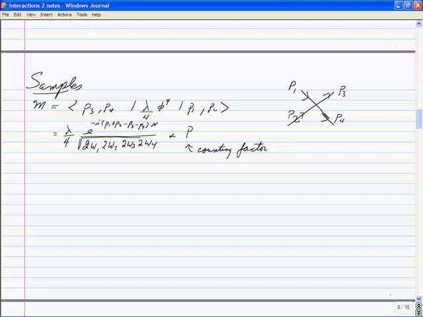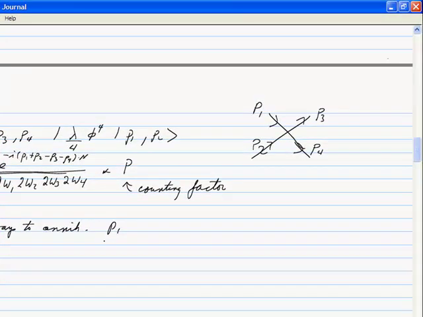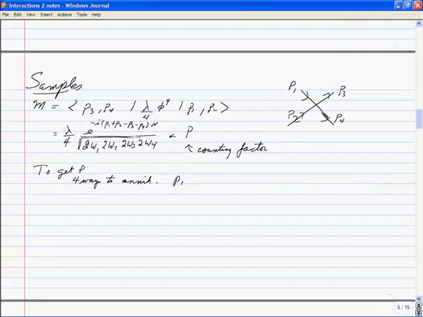Okay, so to get P, you're just counting how many ways that this can happen. So if you do this, there's 4 ways to annihilate P1. So I have 4 fields here. I'll take one of them. Any one out of the 4 is equivalent, and use one annihilation operator to do the P1. Okay.